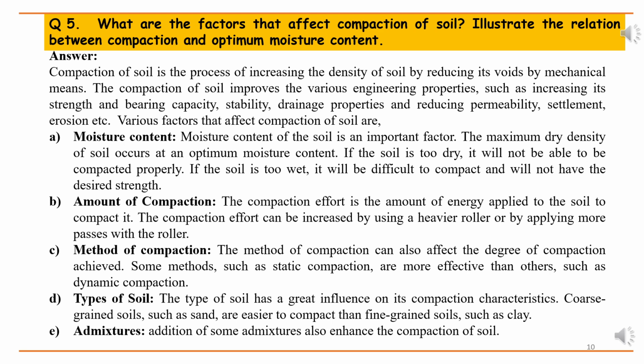Various factors that affect compaction of soil are: Moisture content. Moisture content of the soil is an important factor. The maximum dry density of soil occurs at an optimum moisture content. If the soil is too dry, it will not be able to be compacted properly. If the soil is too wet, it will be difficult to compact and will not have the desired strength. Amount of compaction. The compaction effort is the amount of energy applied to the soil to compact it. The compaction effort can be increased by using a heavier roller or by applying more passes with the roller.